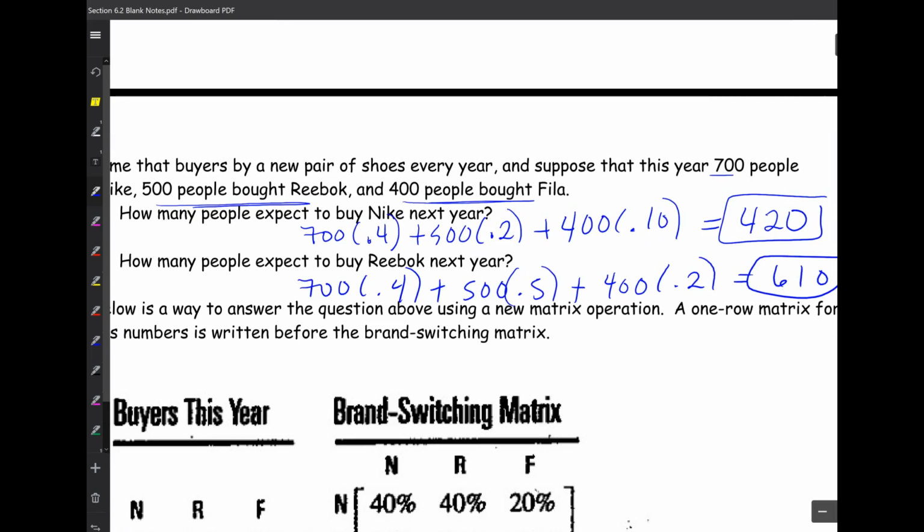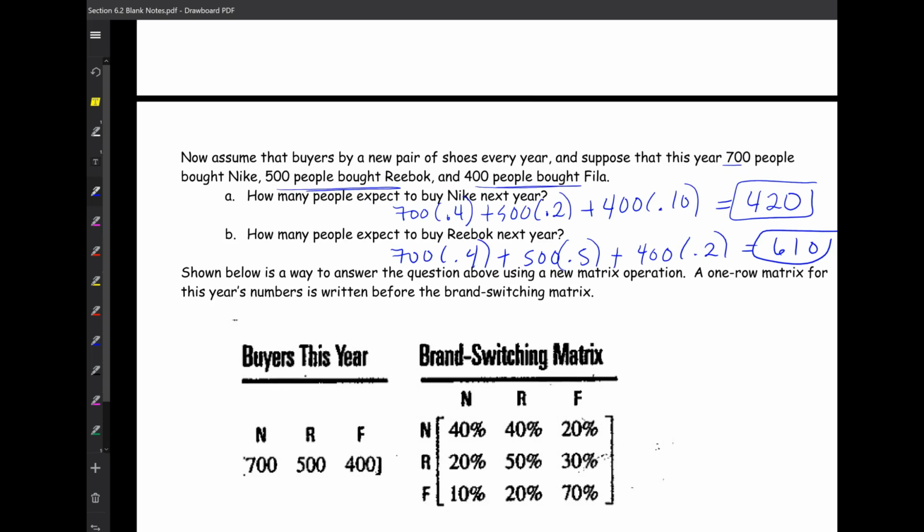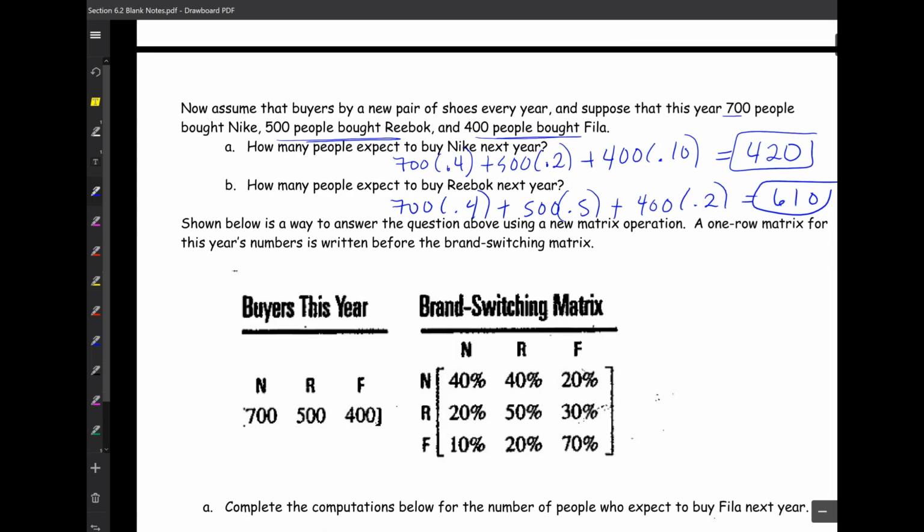Okay, so go ahead and check your answers. It should be 610. Now, below is a way to answer the question above using a new matrix operation. A one-row matrix for this year's numbers is written before the brand switching matrix. So notice it says 700 people currently own Nike, 500 Reebok, and 400 own Fila.